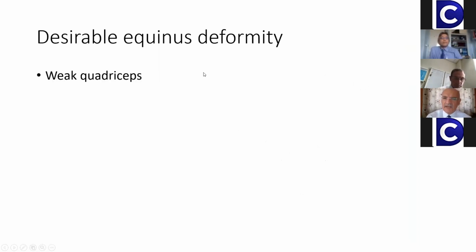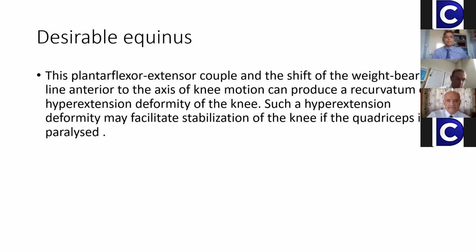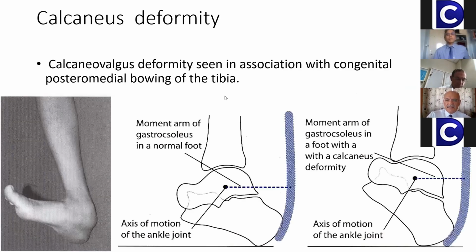Do we have a desirable equinus deformity? If you have a weak quadriceps, a mild equinus deformity will help the patient to walk normally. So perhaps you have a desirable deformity. And if you have zero quadriceps, and you correct the equinus deformity, perhaps you are going to change the gait of the patient to a worse situation. And this is calcaneus deformity, which is usually seen in association with congenital posteromedial bowing of the tibia.